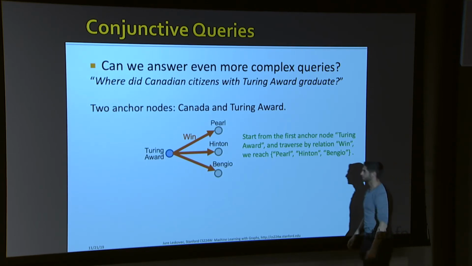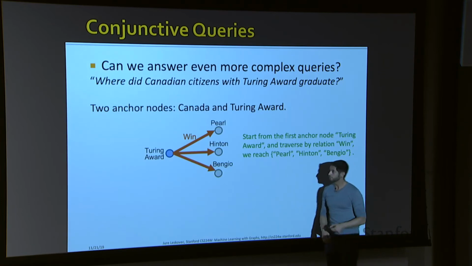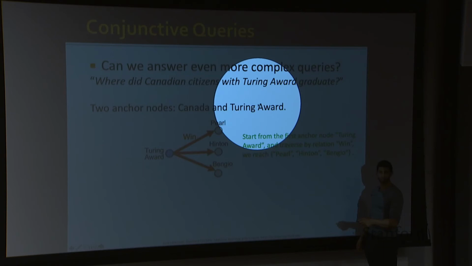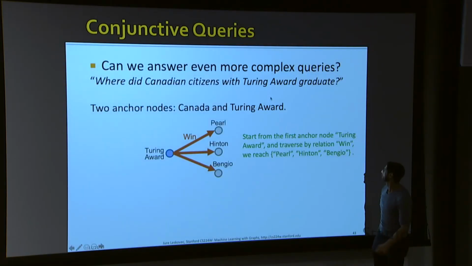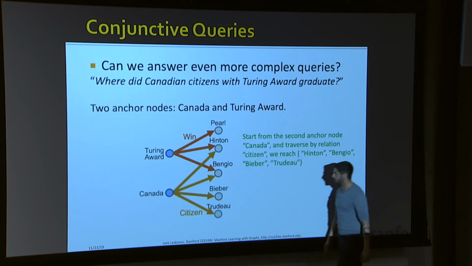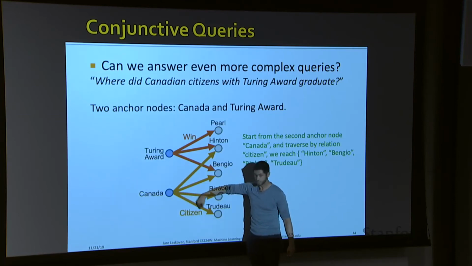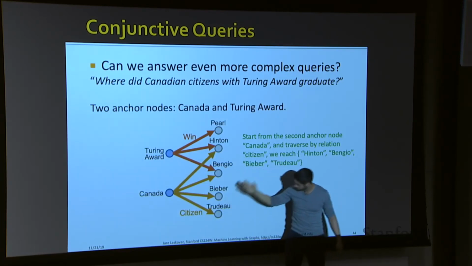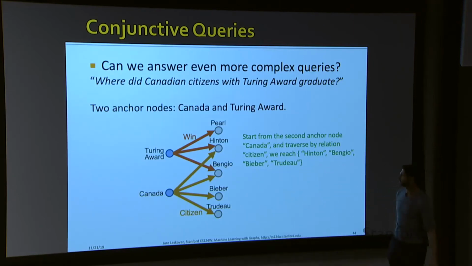By just traversing. We have two anchor nodes now, right? We have Canada, because we want Canadian citizens, and we have the Turing Award, because we want people who actually won the Turing Award. So we start from our first anchor, Turing Award, we traverse by the relation win, and then we reach Pearl, Hinton, and Bengio. So this is our partial answer for the Turing Award. Then we do the same from Canada, and we traverse by the citizen relation, and we get Hinton, Bengio, Bieber, Prime Minister of Canada, and so forth.